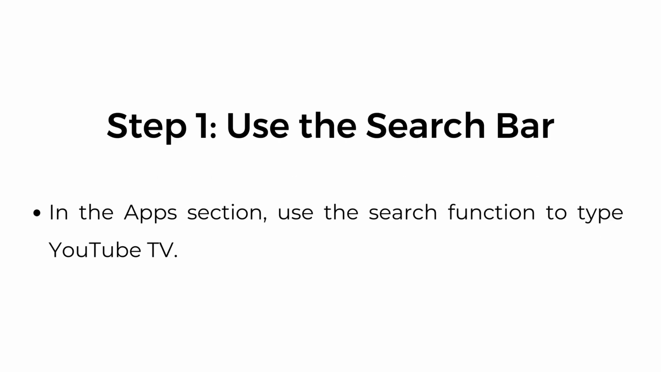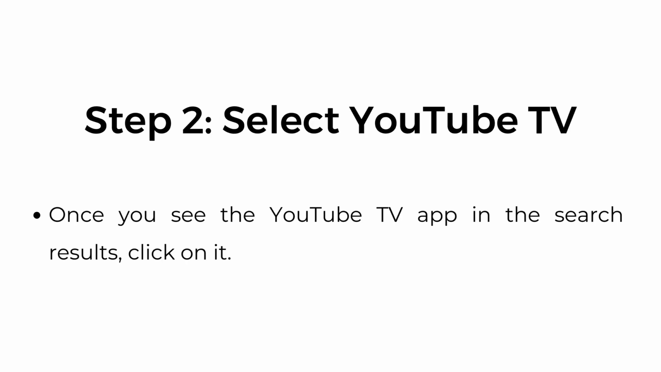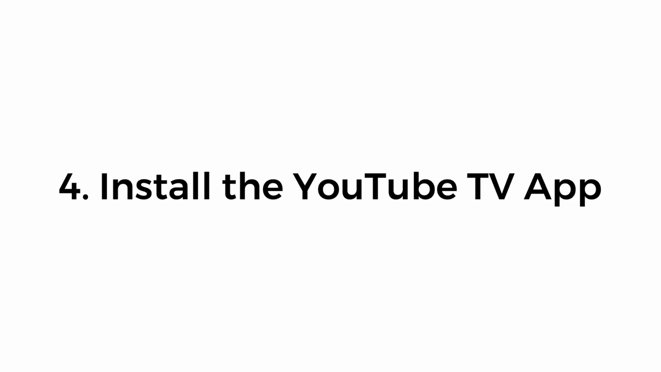In the app section, use the search function to type YouTube TV. Step number two, select YouTube TV. Once you see the YouTube TV app in the search results, click on it. Number four, install the YouTube TV app.